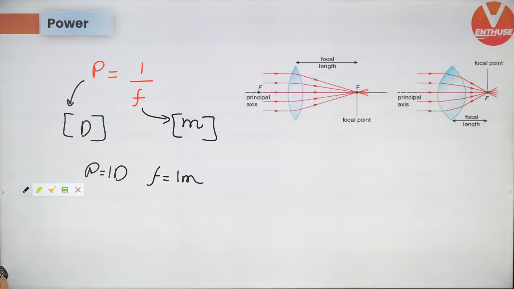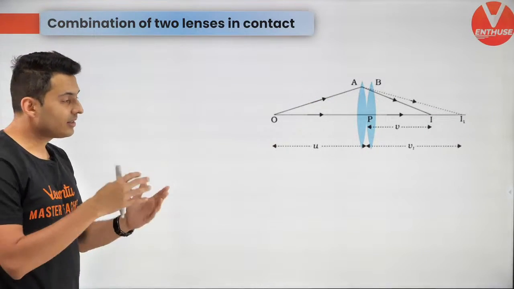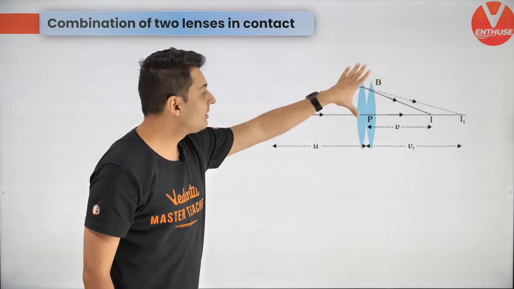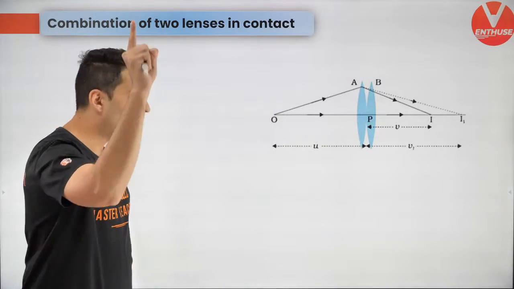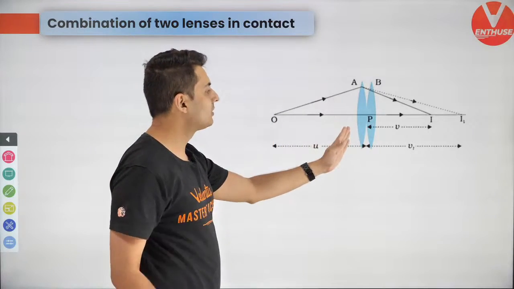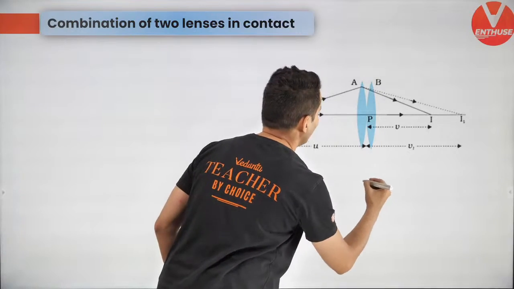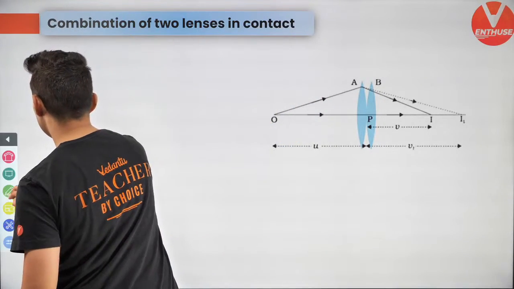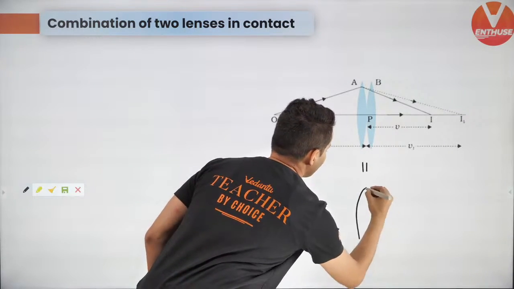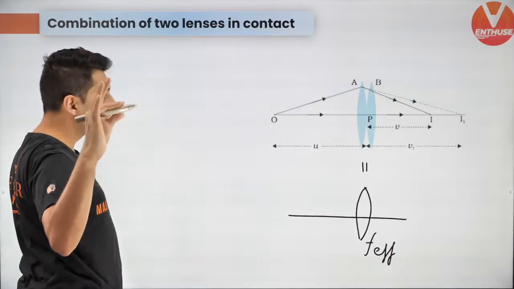Cool. Let's get going. Now, when you have 2 or more lenses in contact, you know what you should do? These lenses can be treated like one single lens, guys, so that you don't have to use the lens formula twice. You can convert this into one single lens of effective focal length. And how do you do that?